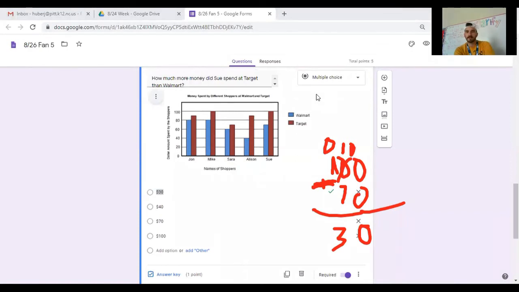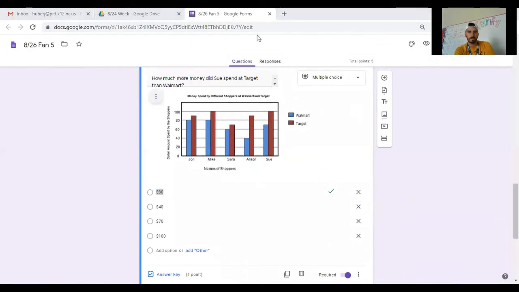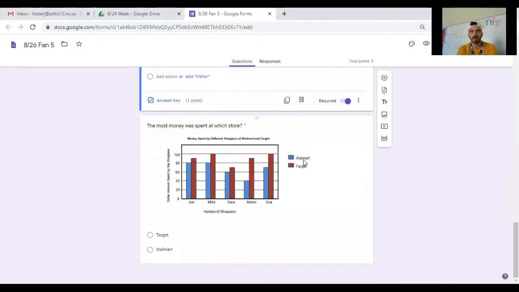Last but not least, if I can get that off, boom. The most money was spent at which store? Now, a couple of different ways you could have done this. There is an easy way, there's a hard way. If you do it the hard way, there's going to be benefits to that because the easy way is not going to work out every single time. Honestly, you could just look at this double bar graph and you can see that John spent more at Target, Mike spent more at Target, Sarah spent more at Target, Allison spent more at Target, and Sue spent more at Target. Every single one of them spent more money at Target. So you automatically know Target had the most money.